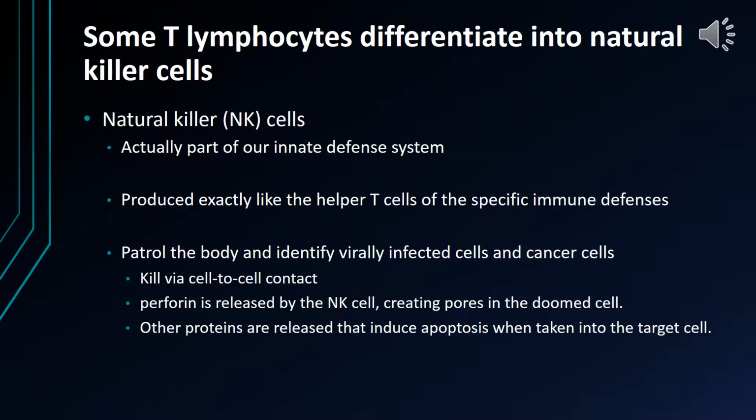These natural killer cells patrol the body and identify either virally infected cells or cancer cells. And they kill via cell-to-cell contact. They release porphyrin, which creates pores in the cell, which leads to its demise. They also release other proteins, which cause the infected or cancer cell to go into apoptosis when they take in these specific proteins.